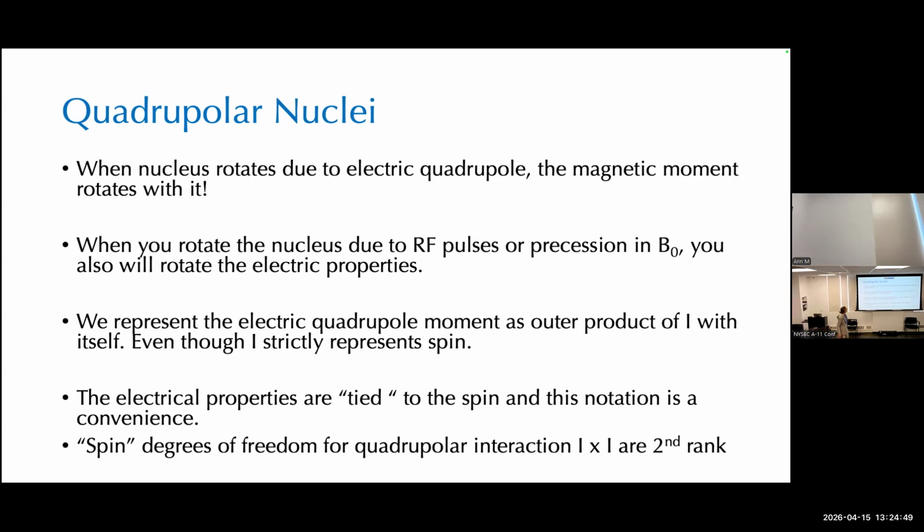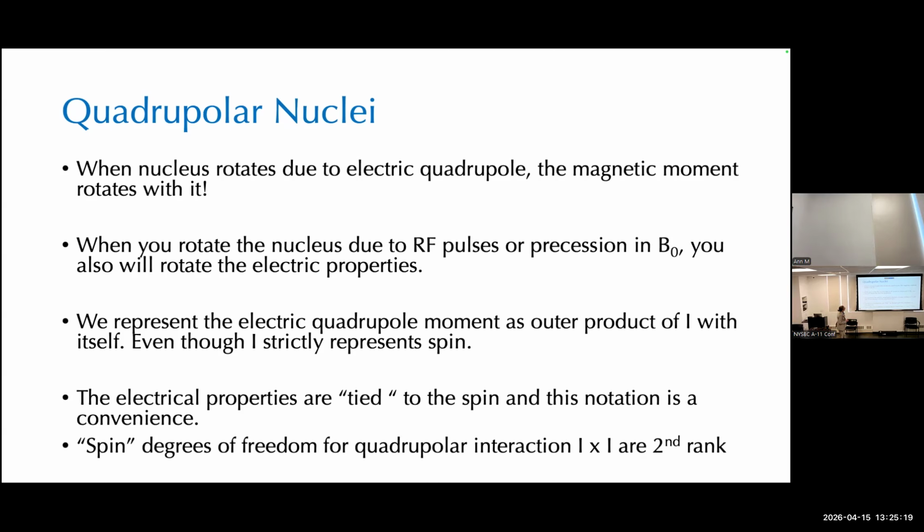Here's the important thing to understand. When the nucleus rotates due to the electric quadrupole, it will take the magnetic observables with it. They're tied to the same substructure. And if you manage to rotate such a nucleus with your RF pulse, you are moving the electric observables around. So they are tied. Think of them as being rigidly written on the coordinates of the inner workings of the nucleus.